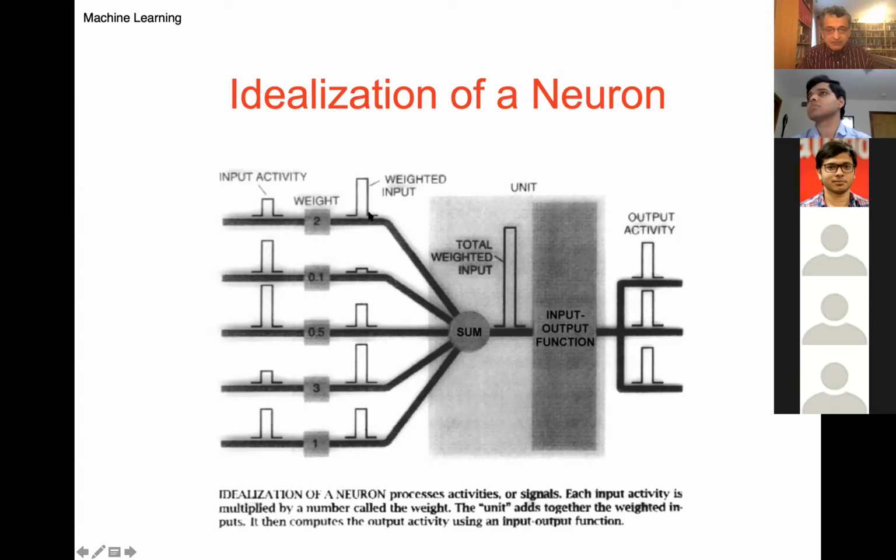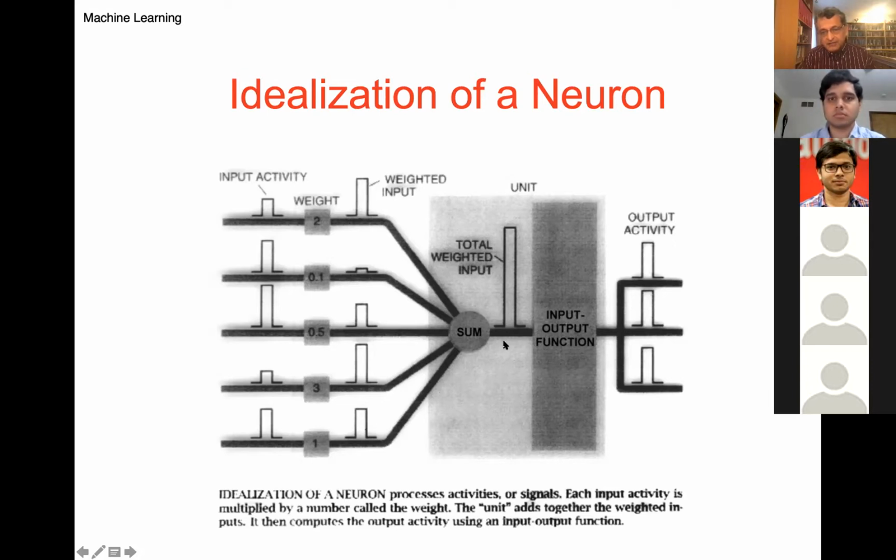Okay, times 2 means it becomes double. Times 0.1 means that it's almost neglected. 0.5 means it's one half of it. Times 3 is 3 times the input size. 1 is just pass it along. And this is just summing all the inputs. And here is the total weighted input.